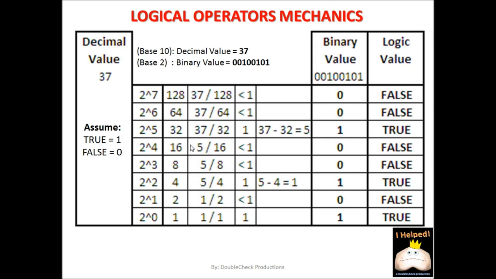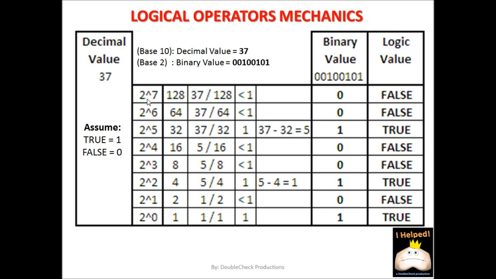Okay, now what we're going to do is start looking at the mechanics of logical operators, and we're actually going to get into the numbers of this. The first thing you want to assume is that true equals 1 and false equals 0. Here we have the number 37, and as you can see, we have it listed in our decimal value. Below that, we have it listed as a binary value. They're equivalent. So the first thing we want to go over is how to change something from a decimal value into a binary value. Here we have the number 37.